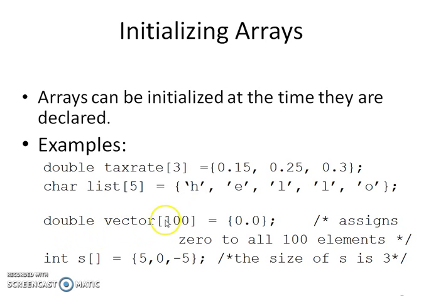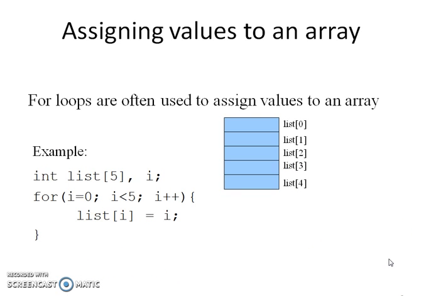Double vector 100 is initialized with 0.0. That is, double is a floating point, and 0.0 initializes the whole array, all 100 elements, as 0.0. Similarly, if you give the array no size and initialize it in curly braces, it allocates the array size equal to 3.